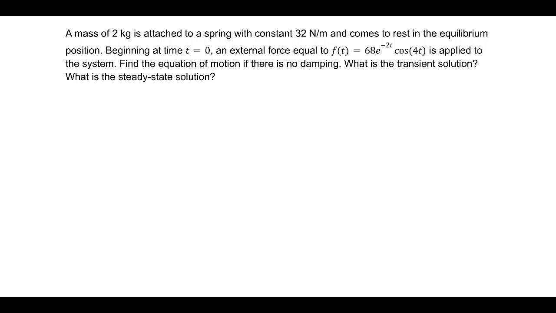Let's first write the equation we are working to solve based on a mass of 2 kilograms, a spring constant of 32, and the external force we're given. Our equation has no damping, that's also something to note. So that tells us our equation is 2 times the second derivative of x plus 32 times x equals 68 e^(-2t) cosine(4t).